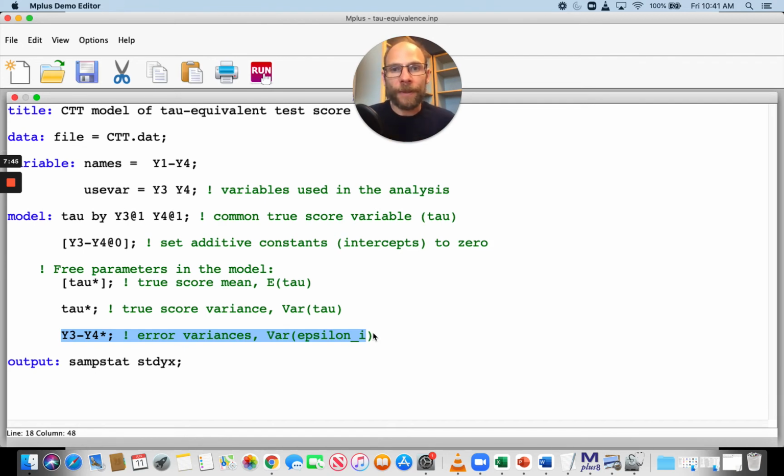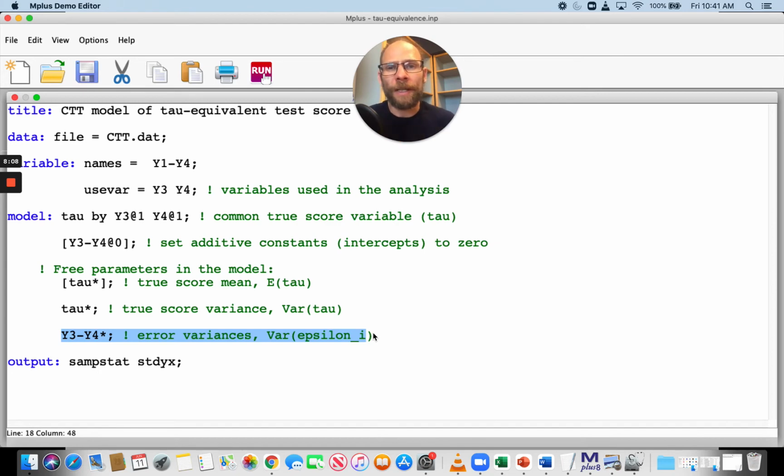Now, this model has 2 variables, and so for 2 variables we have 2 means that are observed, 2 variances that are observed, and the covariance between Y3 and Y4. So we have 5 pieces of information. The model only estimates 4 free parameters, so the model has 1 degree of freedom. Even with just 2 variables, it's over-identified, it can be tested.